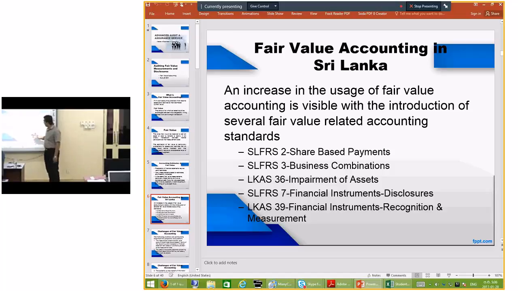So then from the auditor's point of view, management will do the estimations in compliance with the accounting standards. Then you have to make sure whether management has prepared the financial statements in compliance with the accounting standards. But again, to what extent the assumptions they have made to calculate these fair values are realistic and relevant, you have to check as the auditors.